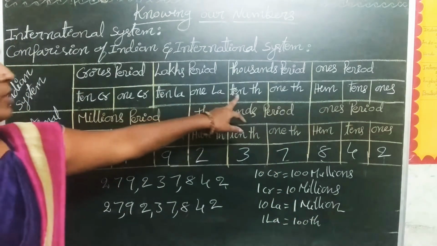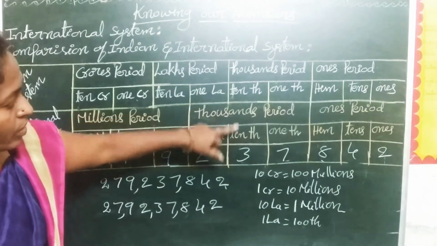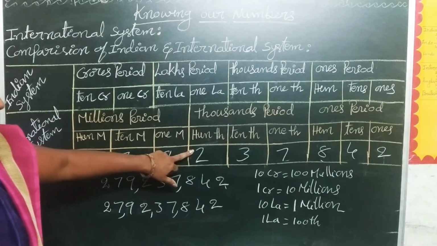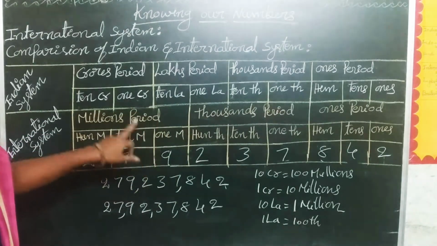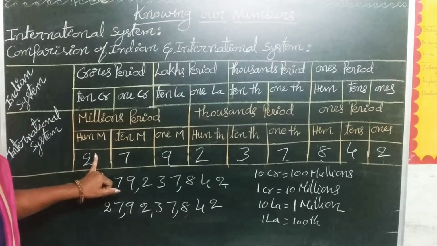See, up to 10,000 both are the same. After that it will change. Here 1 lakh is equal to 100,000. 10 lakhs equal 1 million. 1 crore equals 10 millions. 10 crore equals 100 millions.